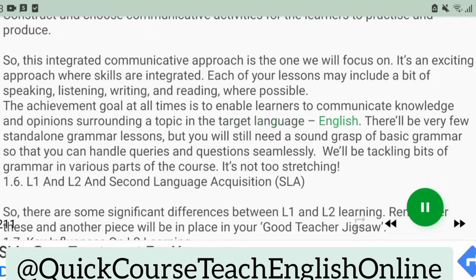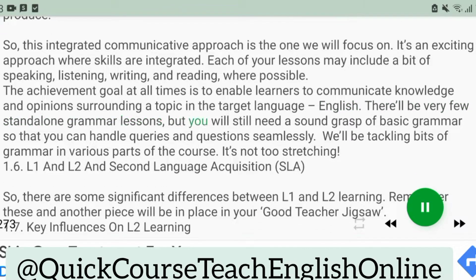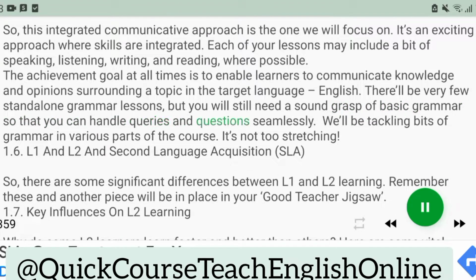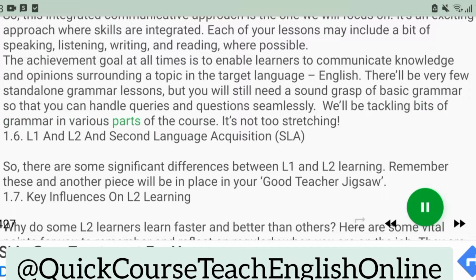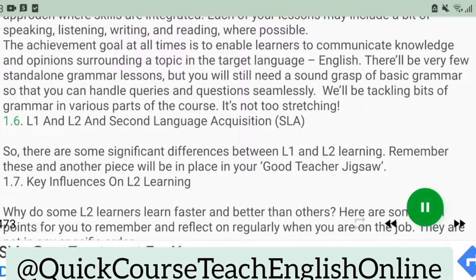There'll be very few standalone grammar lessons, but you will still need a sound grasp of basic grammar so that you can handle queries and questions seamlessly. We'll be tackling bits of grammar in various parts of the course. It's not too stretching.